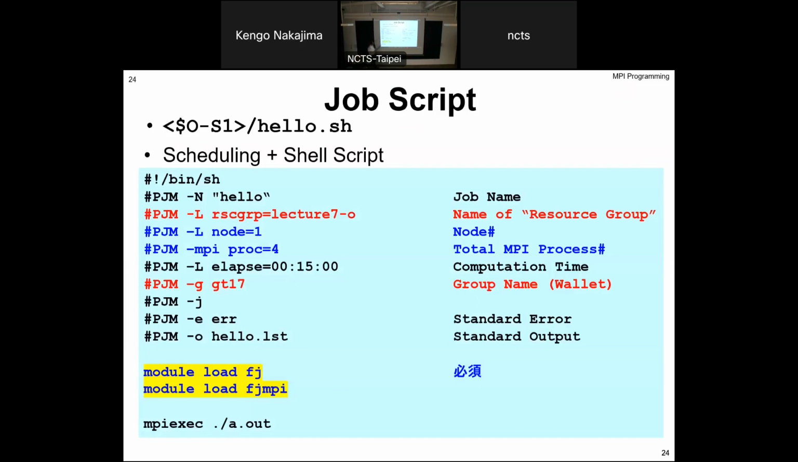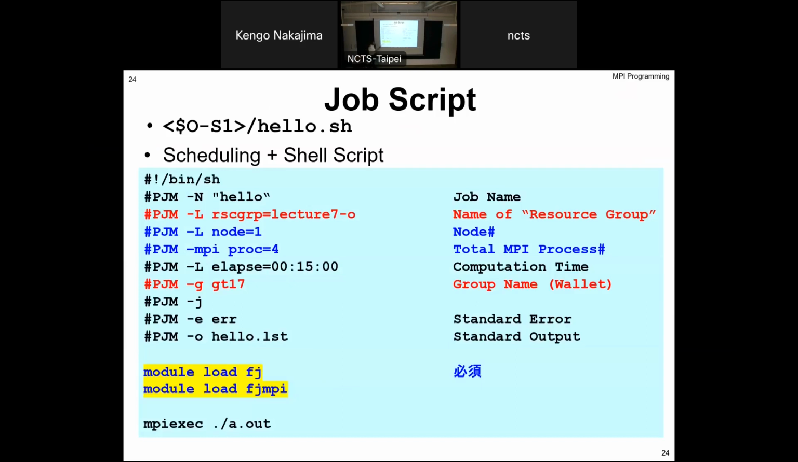Another important piece of information is gt17. This is a group name, and your user ID starts with t17 something, which is related to this group name. Also this 7 is taken from this. Anyway, this one and this one should be modified from the file in your directory.